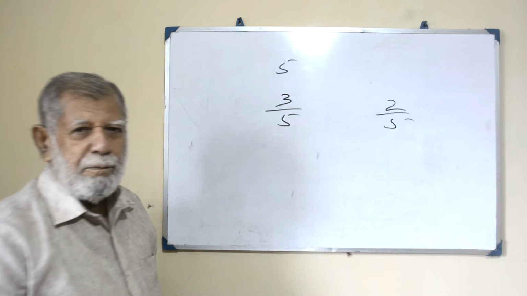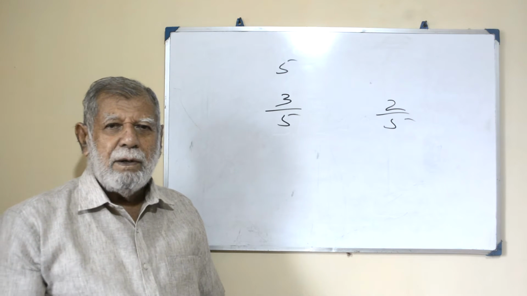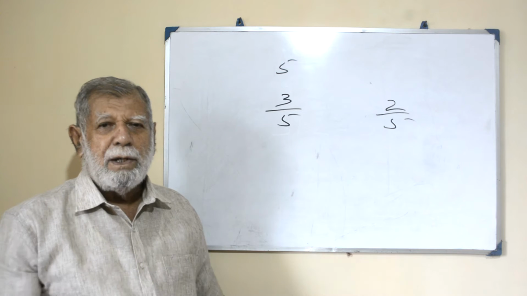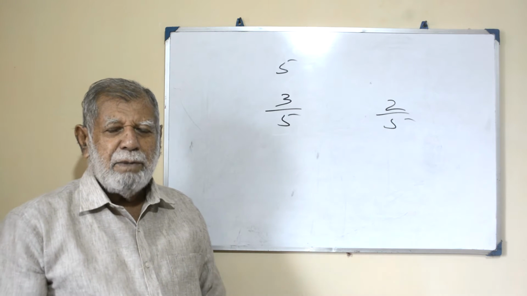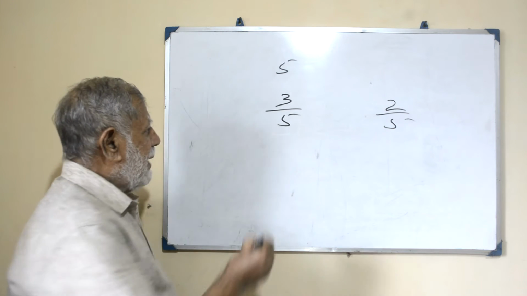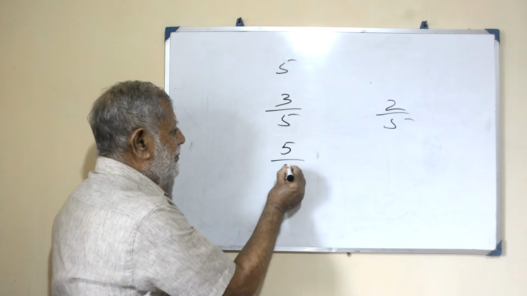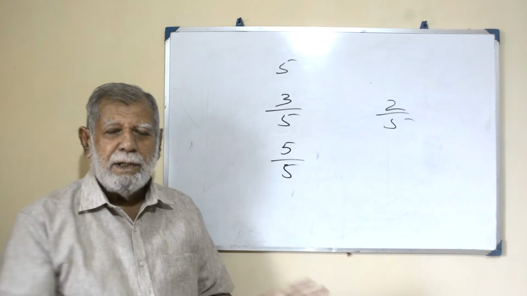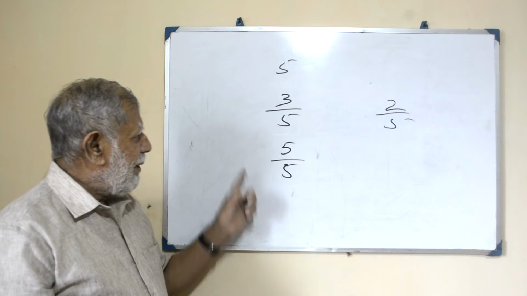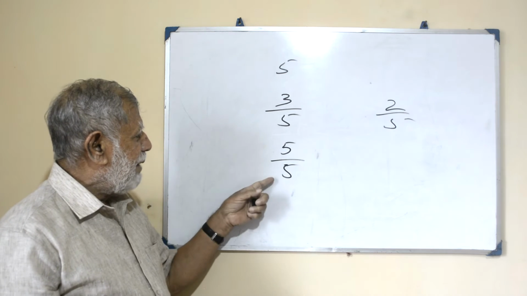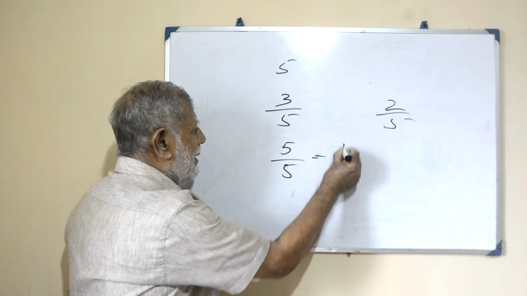Supposing in the group of mangoes, all the mangoes are spoiled. We say then 5 upon 5 is spoiled. 5 upon 5 means the whole thing is spoiled. So what is 5 upon 5? 5 upon 5 means 5 divided by 5, that is equal to 1.